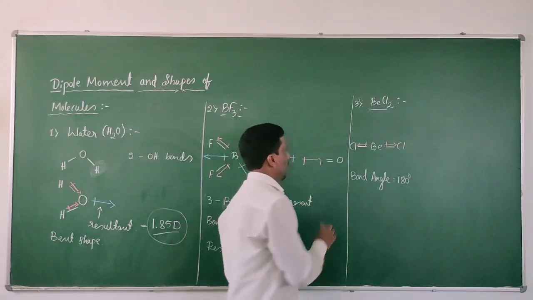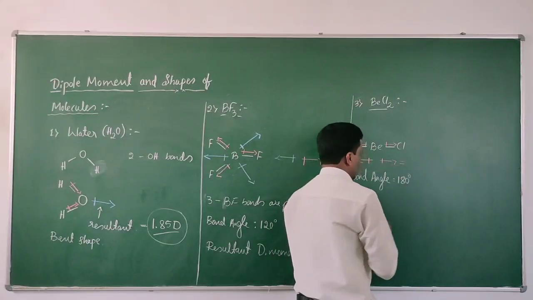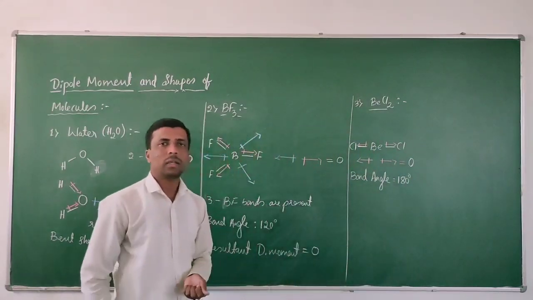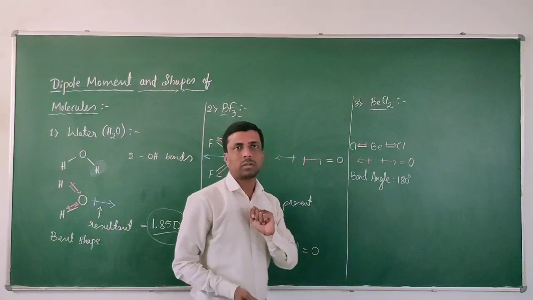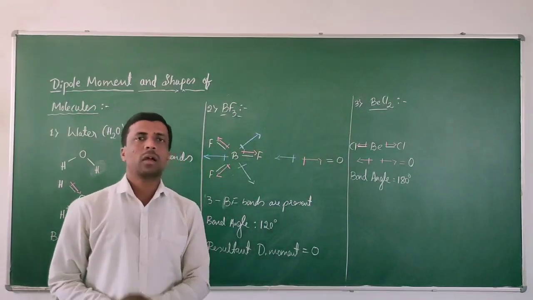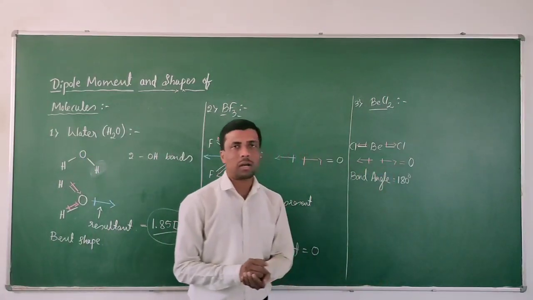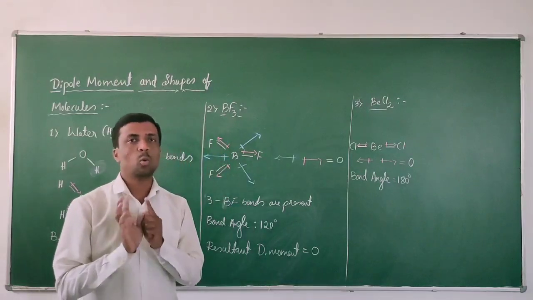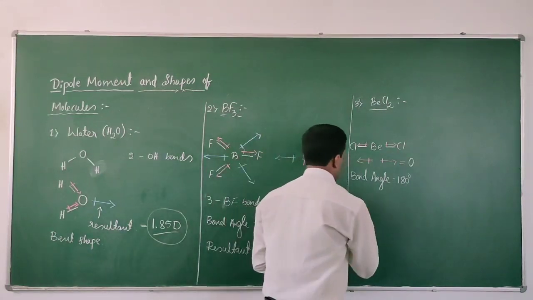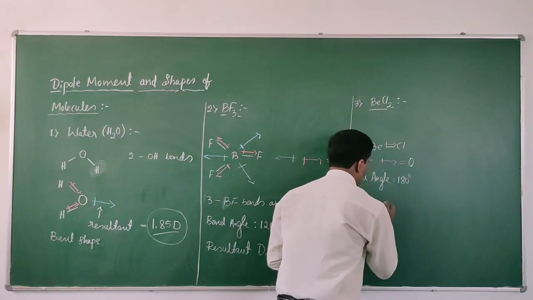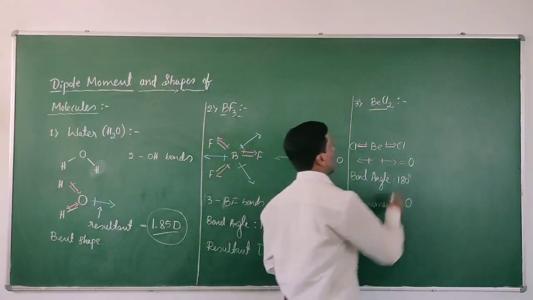Here in beryllium chloride, two beryllium chlorine bonds are present with a bond angle of 180 degrees. Because of the 180 degree bond angle, the two bonds are equal and opposite to one another. Because of this reason, in beryllium chloride, the dipole moment is equal to 0.